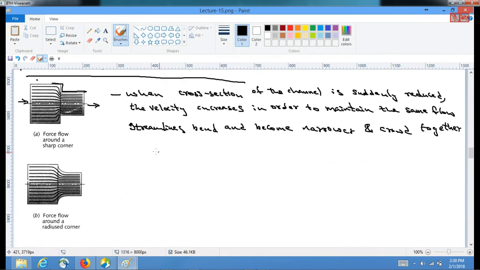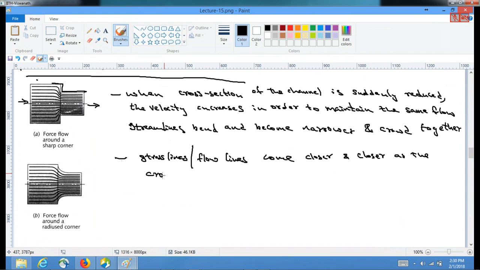So if you reduce the cross section further and further, the stress lines or flow lines become closer and closer as the cross section is reduced.